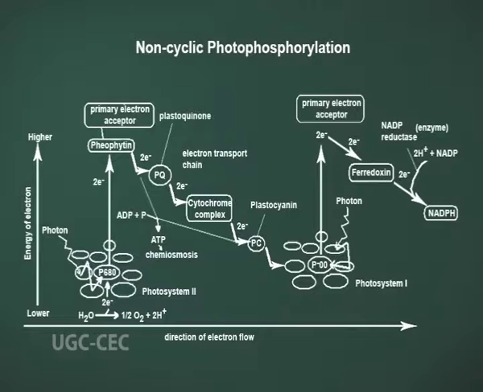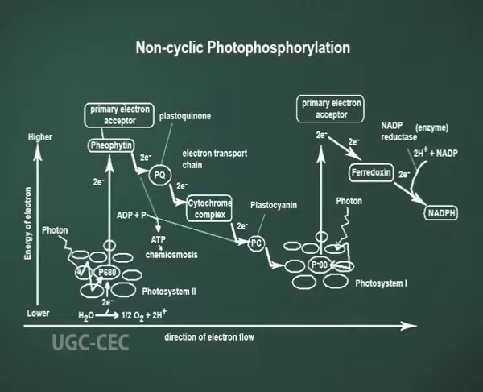The oxidized P680 returns to its ground state by accepting an electron released during splitting of a water molecule with the release of molecular oxygen. The overall removal of 4 electrons from oxidation of water will release protons and 1 molecule of oxygen.